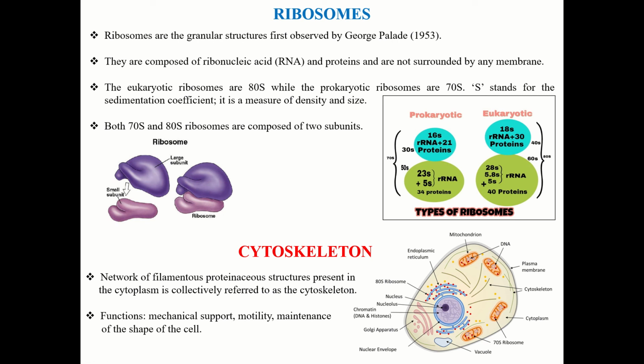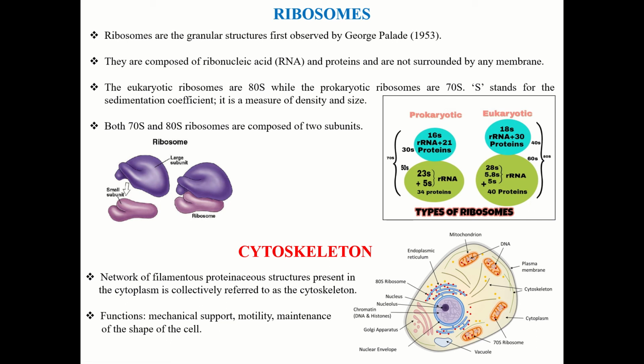Hello students, in the last video we saw the structure of mitochondria, plastids and the chloroplast. In this video we'll study ribosomes. Ribosomes are granular structures first observed by George Palade in 1953. You can see here these are the small granular structures present on the endoplasmic reticulum.